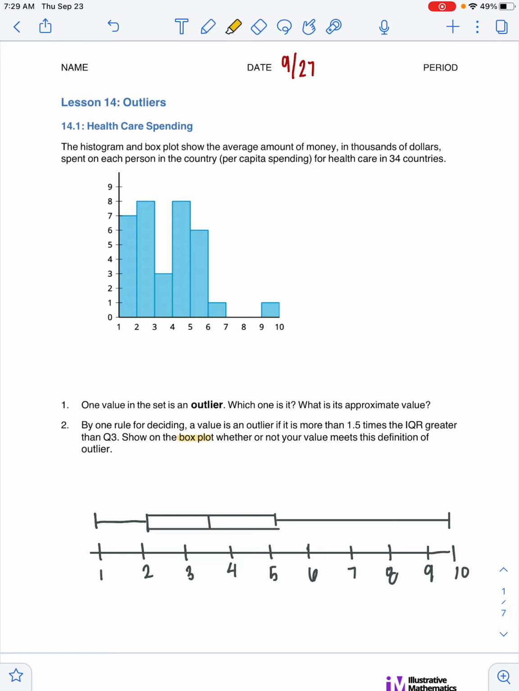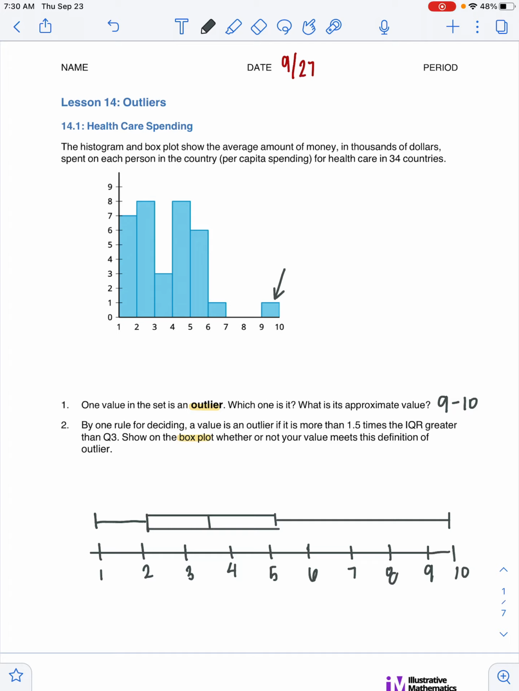We only talked about outliers briefly, but this question actually explains exactly what they are. So, one value in this set is an outlier. Which one is it, and what's its approximate value? Well, just by the conversational meaning of the word outlier, we can see that we have this value right here between 9 and 10. And remember that this is the per capita spending in thousands of dollars, so it would really be 9 to 10 thousand dollars per person. That is very far away from the rest of the data.